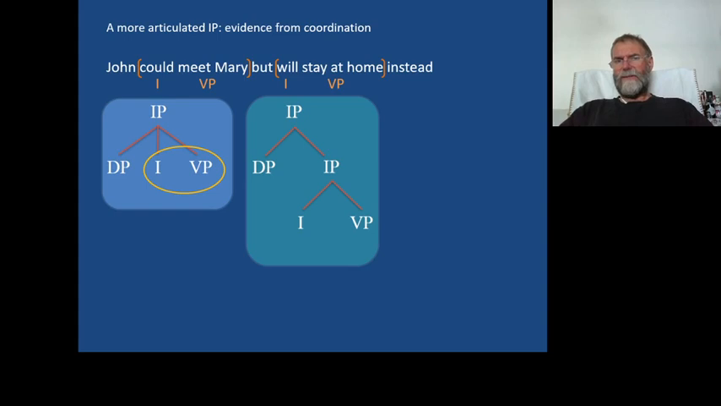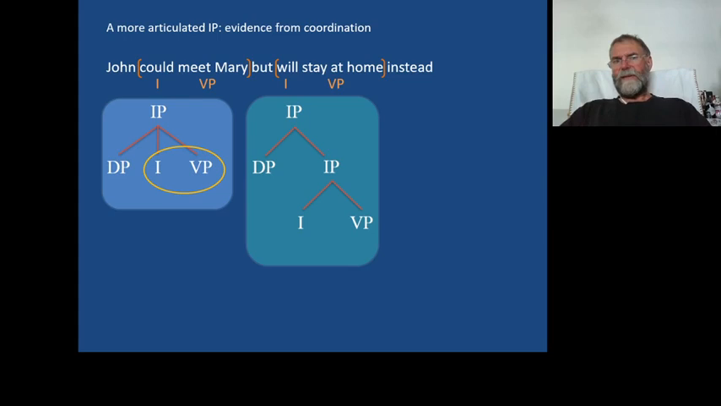What we have here is two IPs. One of them's got a subject in it and the other one hasn't got a subject. So therefore, it's claiming that IPs don't have to have subjects. But IPs do have to have subjects. You can't just say, could meet Mary, and that would be a sentence. Okay, you've got to have the subject. John could meet Mary in order to make the full sentence. So the inflection plus the verb phrase by itself can't form an IP.